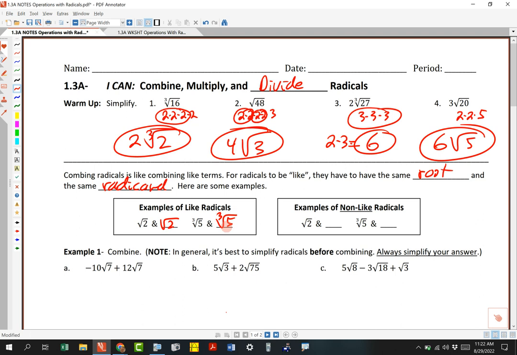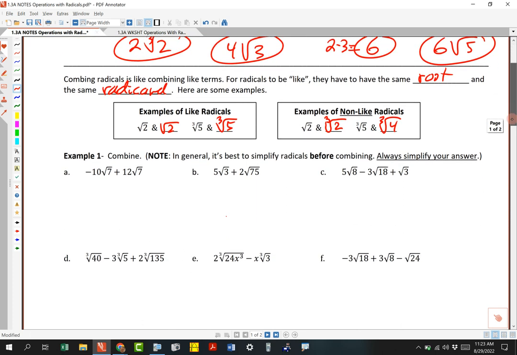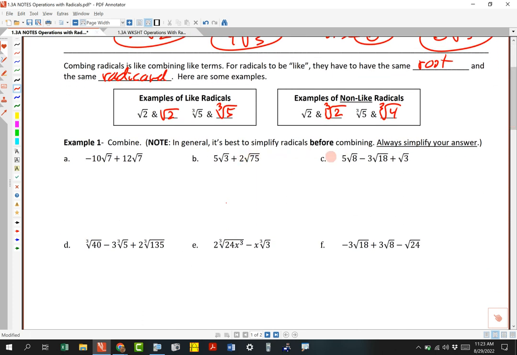Now, in order to make a couple of non-examples, all we have to do is mess it up so it doesn't have the same index. So if I want to change this and make this a cube root, those are no longer like radicals because they don't have the same root. They don't have the same index. And if I want to mess this one up, let's say I want to keep the index the same, all I have to do is change the radicand and get something else. So say I have a 4 right here, then that would be a non-example. Those things are not like radicals because they don't have the same root and the same radicand. Everybody good with that?